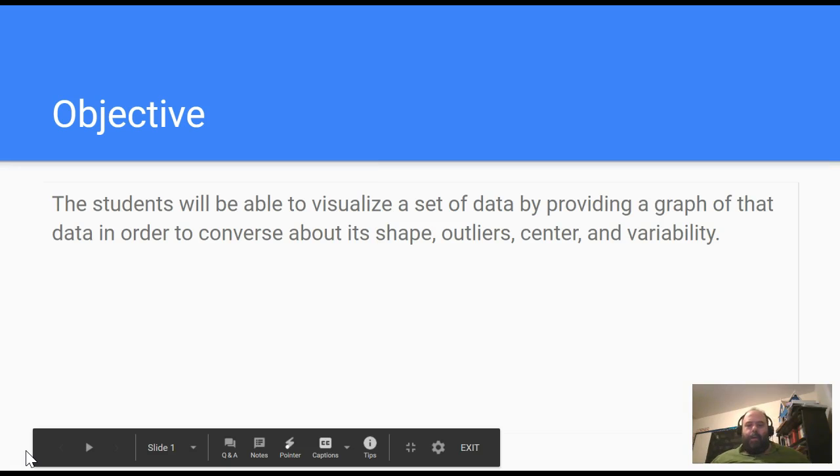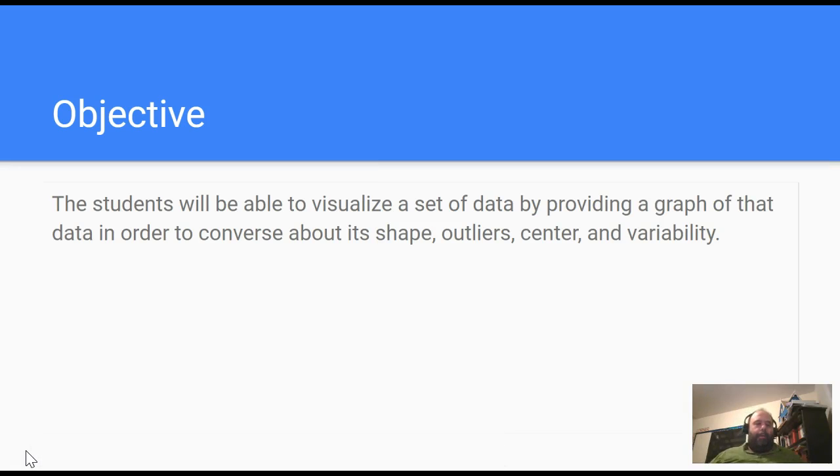Okay, we're ready to wrap up from your first asynchronous lesson. The objective for today, just so that we remember this, was that you would be able to visualize a set of data by providing a graph. So in the lesson itself, we did this with dot plots. For your homework assignment, you're going to do this with a stem plot. Another way that we're going to look at this a little bit later on is also with histograms.